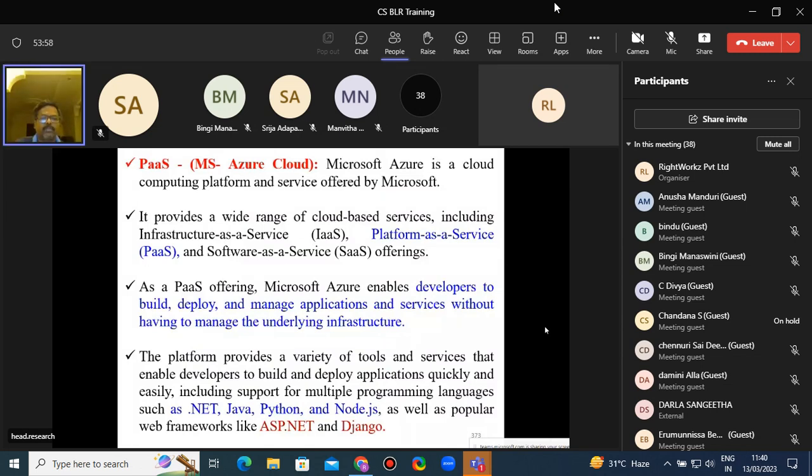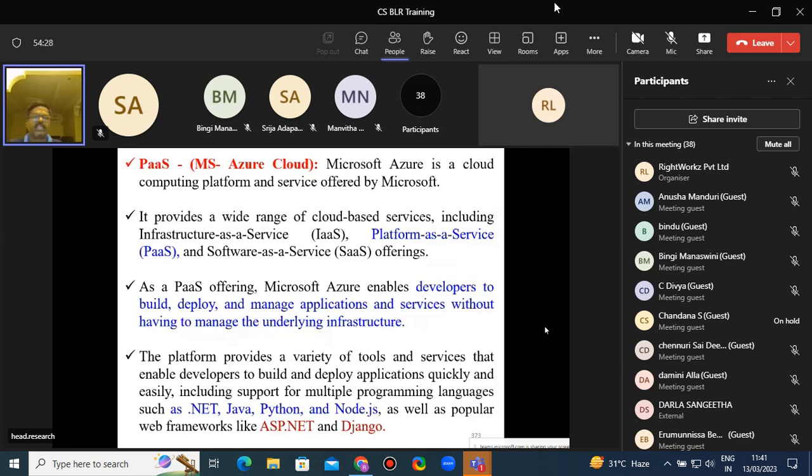The platform provides a variety of tools and services that enable developers to build and deploy applications quickly and easily, including support for multiple programming languages such as .NET, Java, Python, and Node.js, as well as popular web frameworks like ASP.NET and Django.